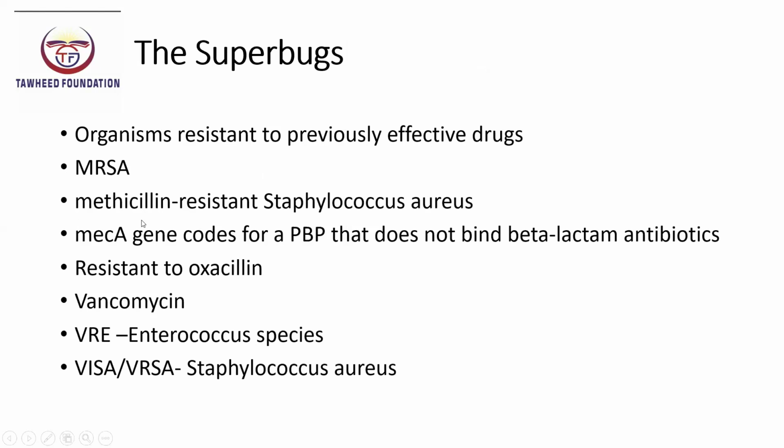MRSA, methicillin resistant Staphylococcus aureus. The mecA gene codes for a PBP that does not bind to beta-lactam antibiotics. It is resistant to oxacillin. Vancomycin resistance is seen in VRE, which are Enterococcus species and Staphylococcus aureus.